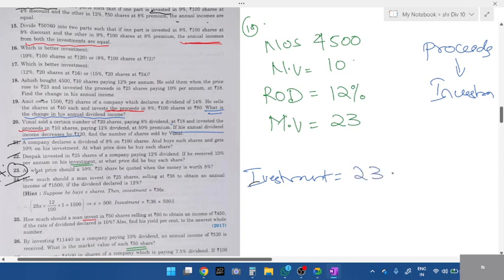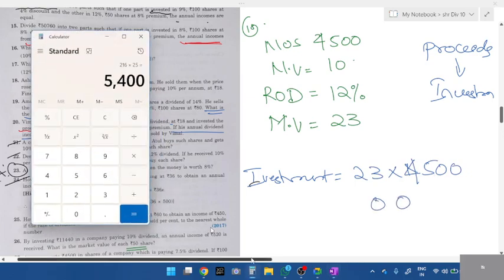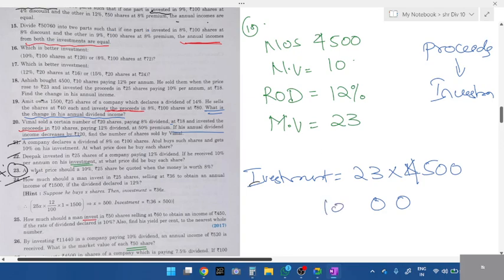Yes, 23 into number of shares. How much is number of shares? 500. 0 and 0, 23 into 45. What's the answer? 1035.